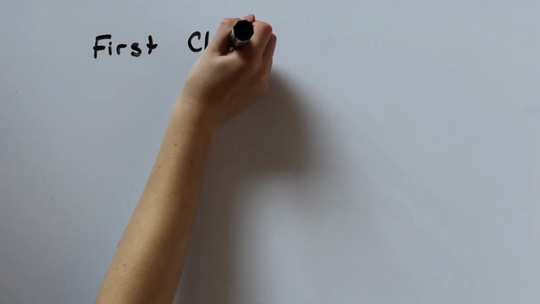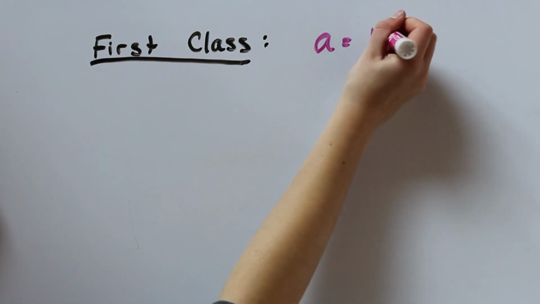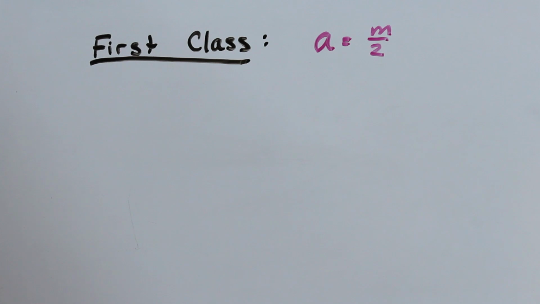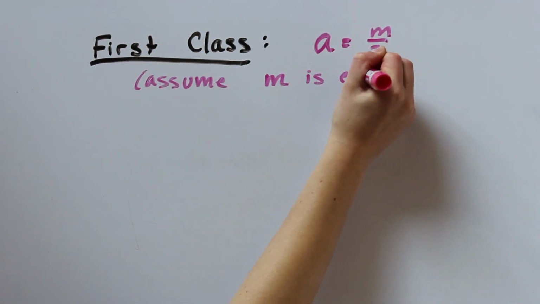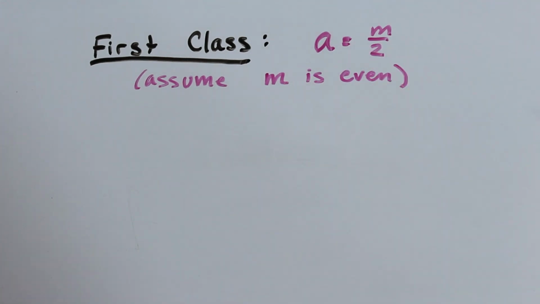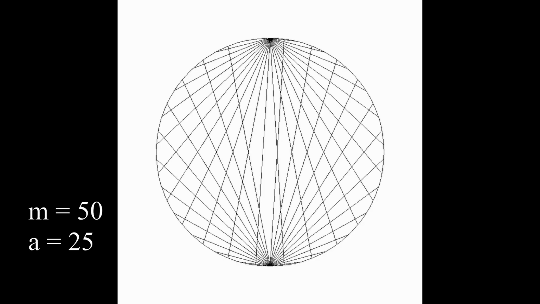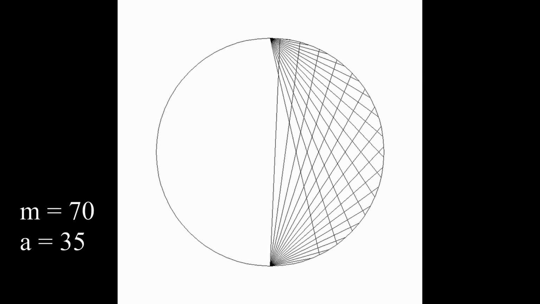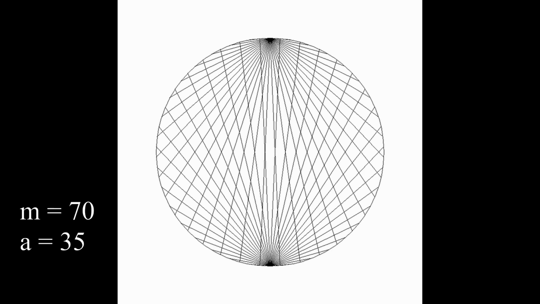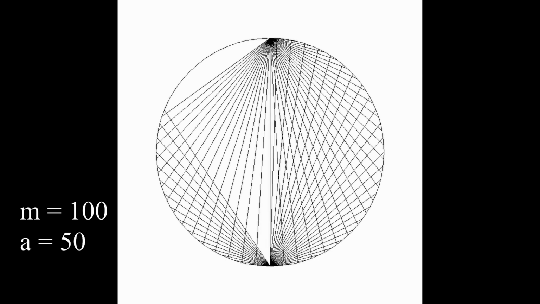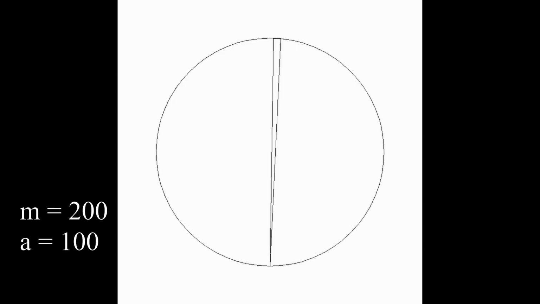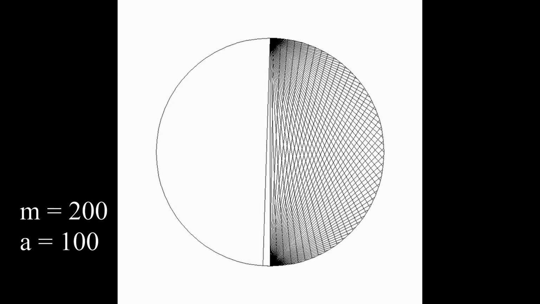The first class that we'll be looking at is when the multiplier is half the modulus, or when A equals M over 2. And we're assuming here that M is even, so A is a whole number. To get started, let's look at some examples of these types of tables. You can see that they all have a very similar structure. They have dark spots on the top and the bottom, and lots of diagonal lines in between. If you want to think through why this might be for yourself, go ahead and pause the video now.